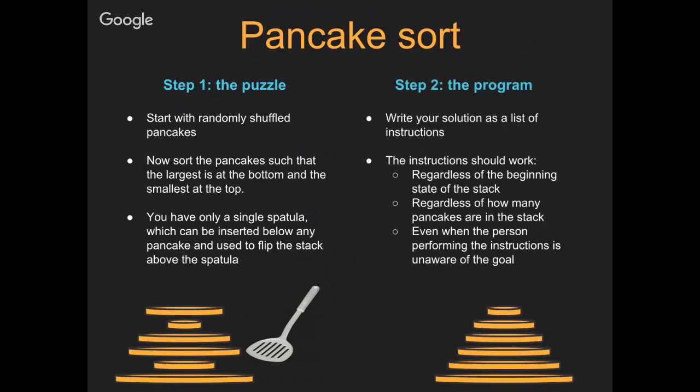When you have your instructions ready and somebody is being your robot, remember that the robot should be able to perform your instructions and complete the goal regardless of the beginning state of the pancakes. So if they shuffle them in some order that you didn't have, they should still be able to complete it. And it shouldn't matter how many pancakes are in the stack. If they take one pancake out, or add another pancake, or if there were only 2 pancakes in the stack, your instructions should still work. So if you're a robot and you really want to test somebody, take a pancake and toss it out to see if their instructions still work.